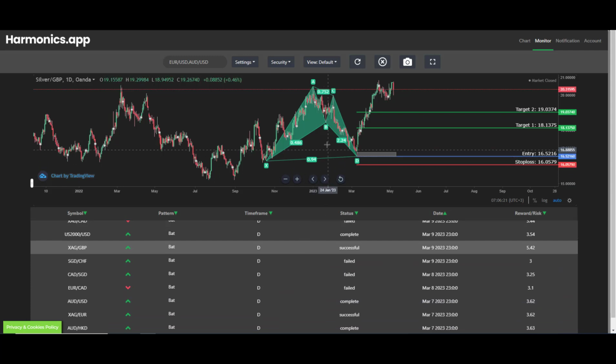So have in mind that these kinds of bat patterns that are forming and following these criteria will sometimes fail. That's normal. But if you take an average of how many of them are successful and how many of them fail, you will see that if you follow these criteria for picking the bat patterns, you will have many more successful ones than failed ones. You can make that test and let me know what your results are.